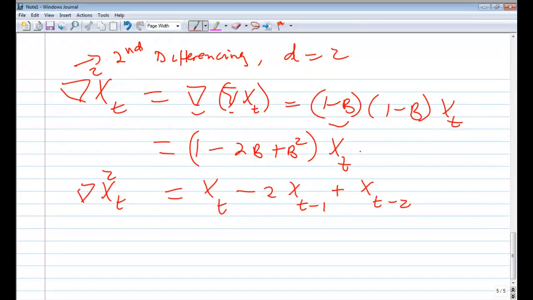Then xt. So now this part, it's in a backshift operator, so we just want to write it in the normal way. This xt is multiplying everything within the brackets. So xt times 1 is xt, then minus xt times 2b, which produces 2xt minus 1. And xt times b squared produces xt minus 2. So at the end of the day, the second difference is equal to xt minus 2 xt minus 1 plus xt minus 2.